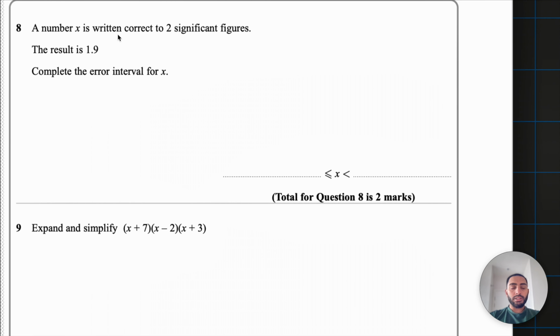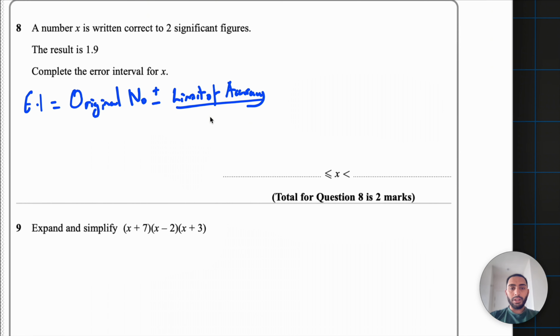Question 8. A number x is written correct to two significant figures. The result is 1.9. Complete the error interval for x. So the way we work out error intervals, we take the original number and we plus and minus the limit of accuracy, and we divide that by 2. So you might be thinking, what is the limit of accuracy here?